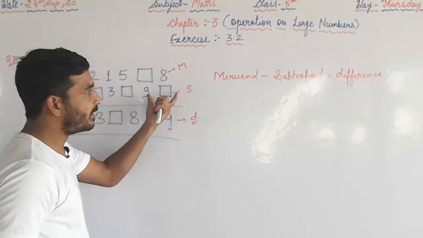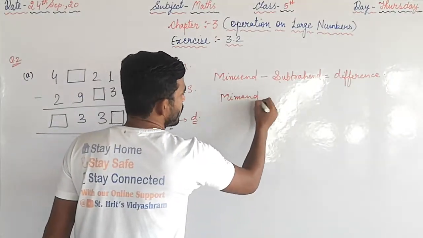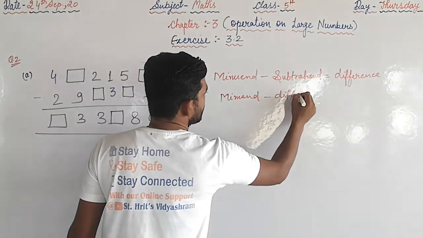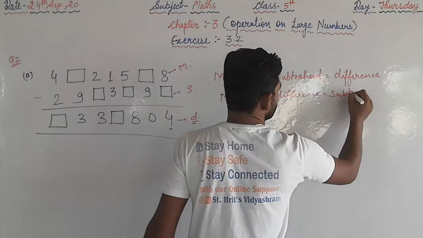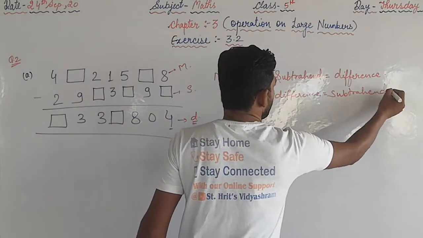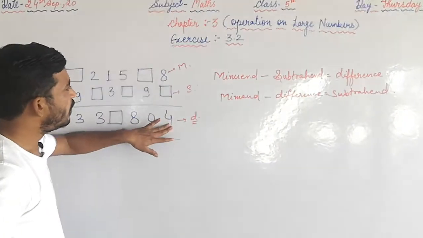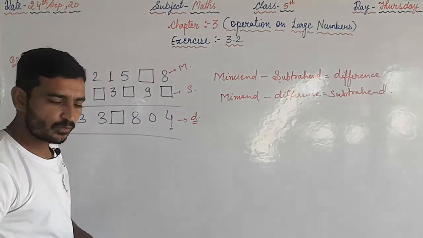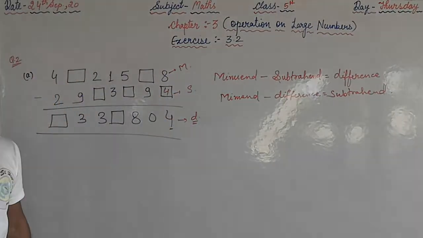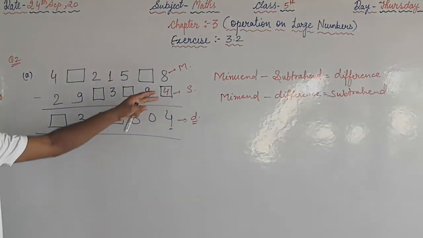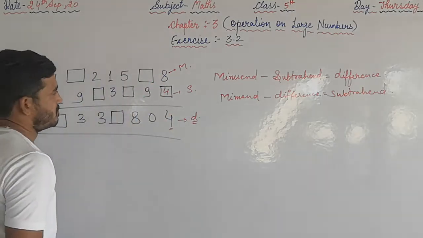We need the subtrahend. So to find the subtrahend, minuend minus difference equals subtrahend. Means you have to subtract 4 from 8. 8 minus 4, what is the result? That is 4. Subtrahend is 4. When you subtract 4 from 8, the result will be 4. Got it? See the next one.